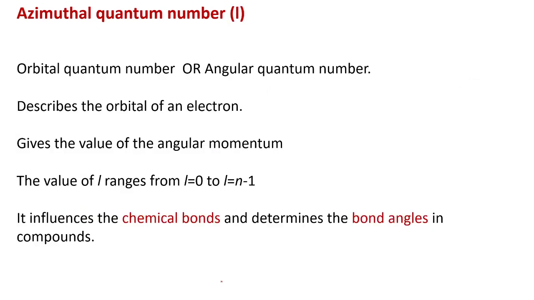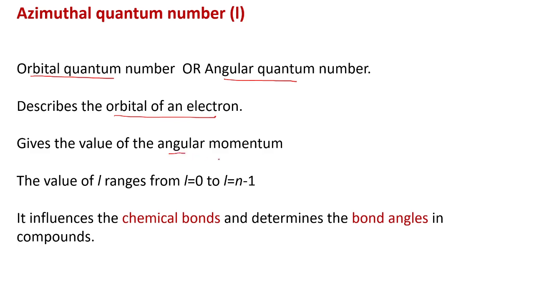The azimuthal quantum number is also called the orbital quantum number or the angular quantum number. Now what does this let us know? This lets us know the orbital of an electron. When we talk about the orbital, it just means the shape of the subshell. So that shape of the subshell is what we call the orbital.